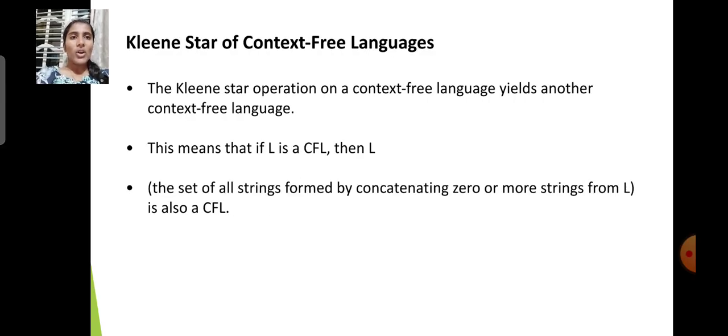Kleene star of context-free languages. The Kleene star operation on a context-free language yields another context-free language. This means that if L is a CFL, then L star is also a CFL.